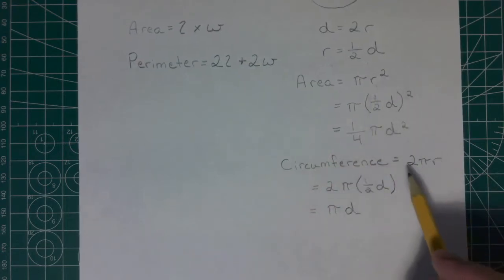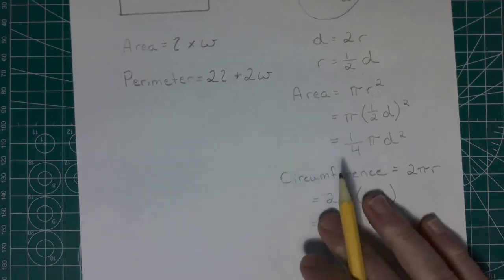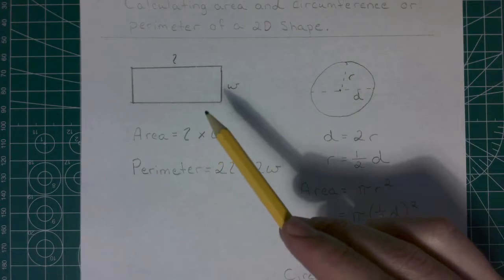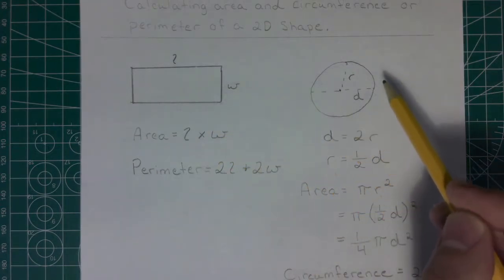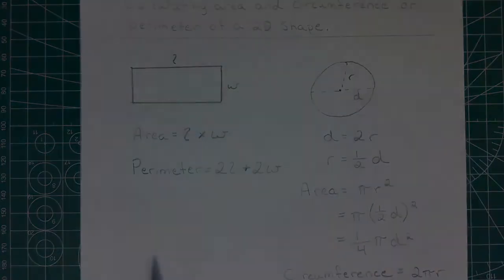Similarly, we can do the circumference as 2 times pi times r, or if we made our substitution, we'd see that it's simply pi times the diameter. And the circumference is to the circle the same as the perimeter is to the rectangle. It is just the distance all the way around that circle.